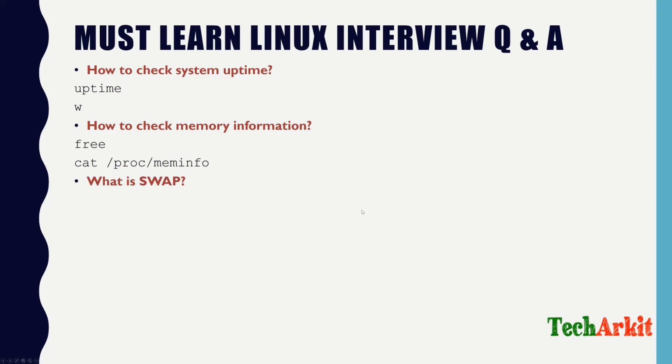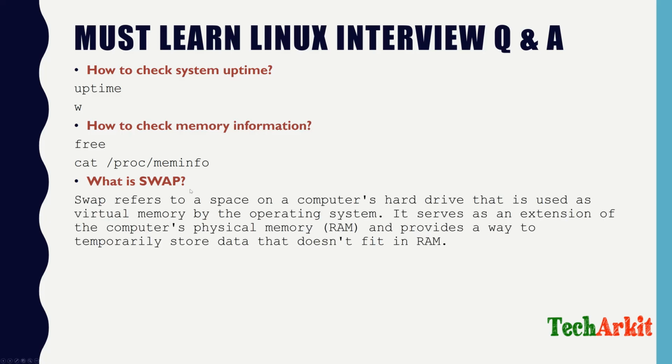What is swap? For swap, I have made a particular detailed video on the playlist. If you want to understand that, you can go ahead and see the what is swap video on my channel. Swap refers to a space on a computer's hard drive that is used as virtual memory by the operating system. It serves as an extension of the computer's physical memory, which is called RAM, random access memory, and provides a way to temporarily store data that does not fit in RAM.